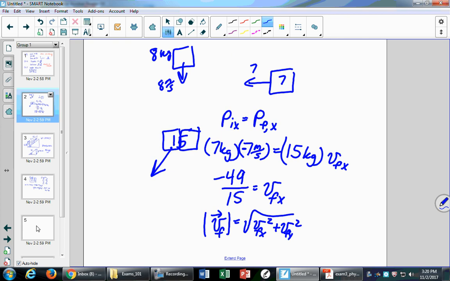That's like this problem. I changed the numbers just to make it easier. This one's moving in the negative y direction, that's 270 degrees. This one's moving at 180 degrees, negative x. And then they stick together, and they move off in the same direction at the same speed. So I just worked part of it, where I said Pix is equal to Pfx, the x components, and this is the only initial x component, and then you can solve for the x component of the velocity here, which is this minus 49/15.